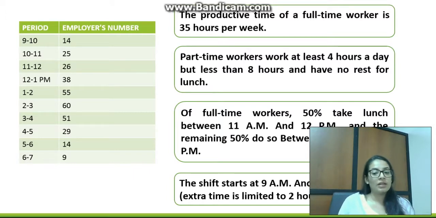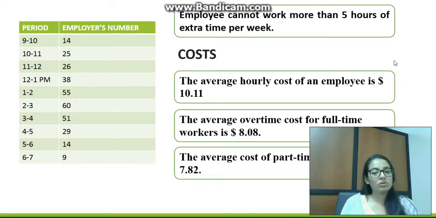A part-time worker works at least 4 hours a day, but less than or equal to 4 hours, with no rest for lunch. The shift starts at 9 a.m. and ends at 7 p.m. Extra time is limited to 2 hours. An employee cannot work more than 5 hours of extra time per week.